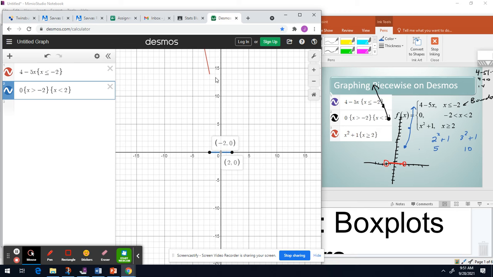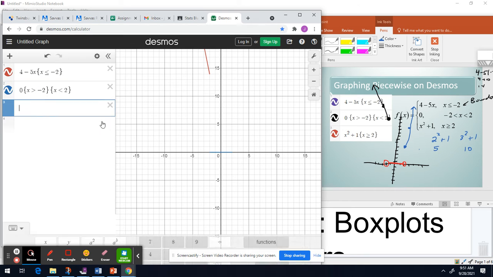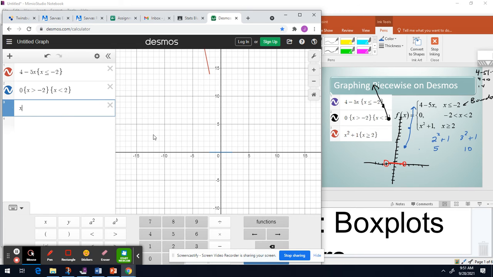Okay, this one again shows that. So you got to know that it's not included there. Okay, and then the last graph, if I put it in there, I put x squared plus 1. If I just leave that, it shows the whole graph.